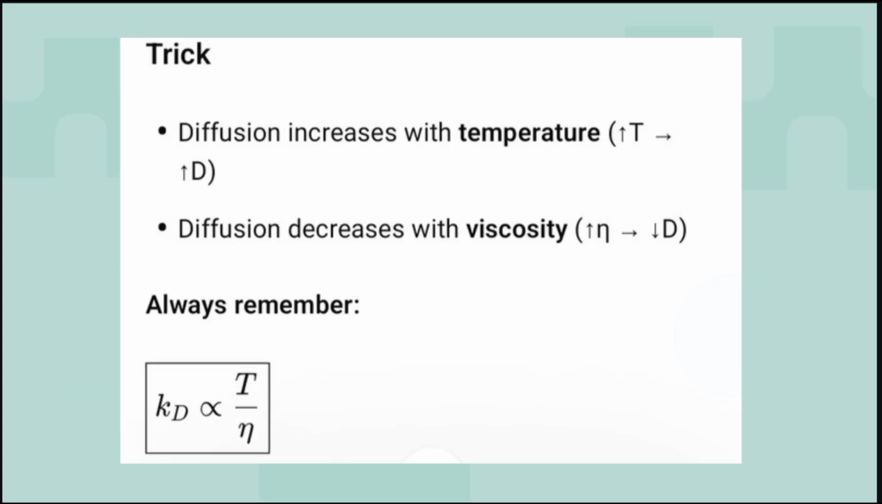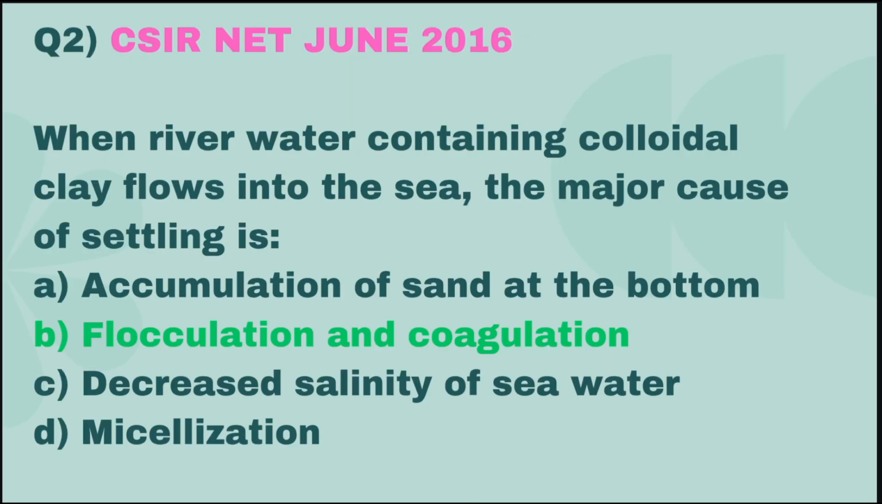Now we'll see the trick. Diffusion increases with temperature and diffusion decreases with viscosity. So always remember Kd is directly proportional to T by eta. Now let's move to the second question. Second question, this was asked in CSIR NET June 2016.